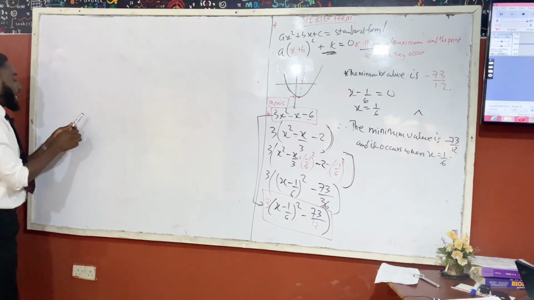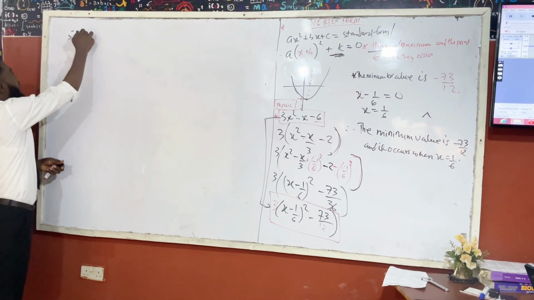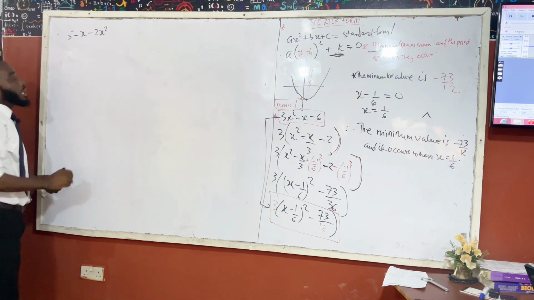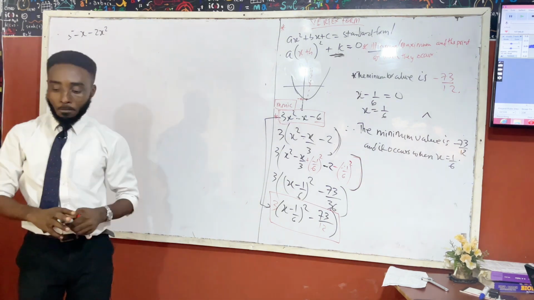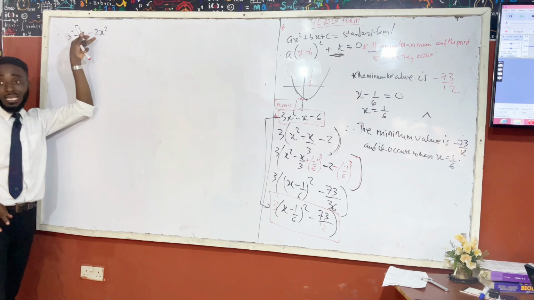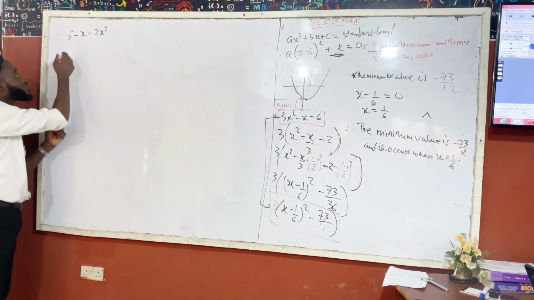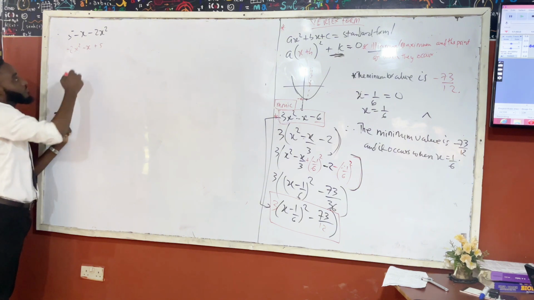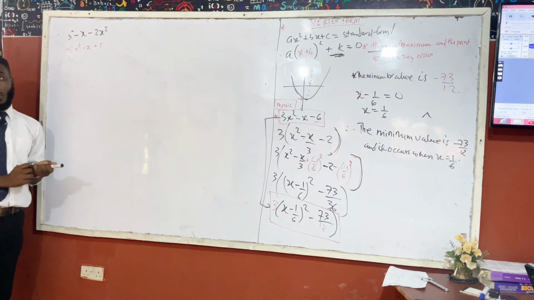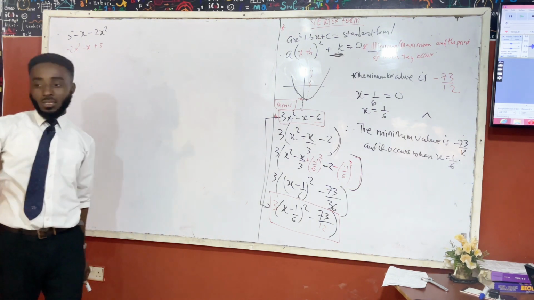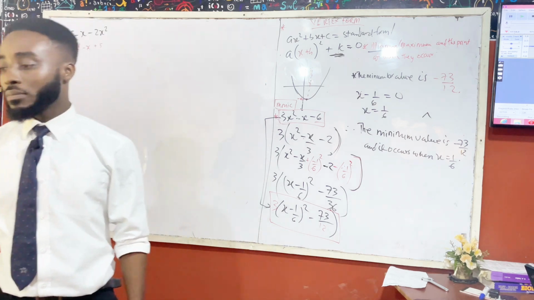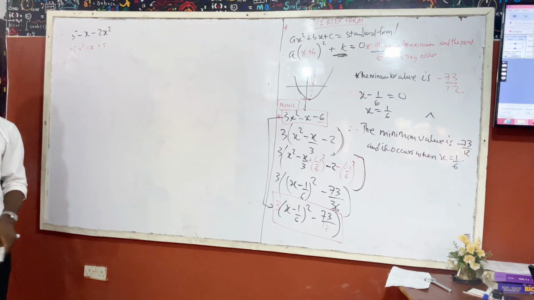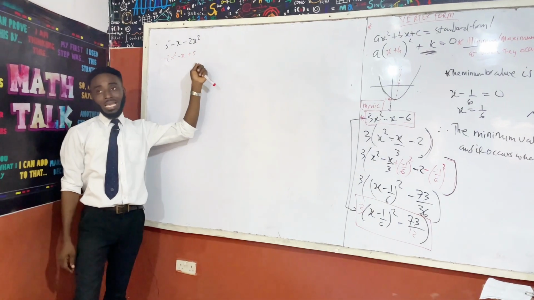5 minus x minus 2x squared. Let's do it together now. So you have to rearrange it first. So minus 2x squared minus x plus 5. All right, let's do it together, everybody. So pause. So minus 2x squared minus x plus 5.